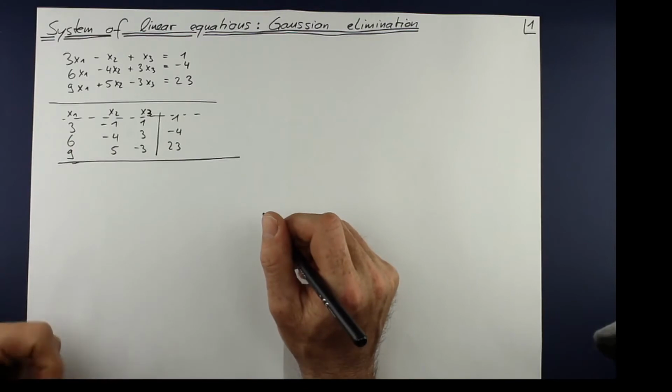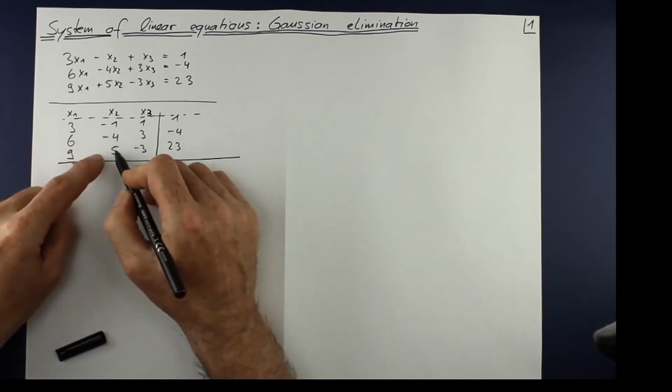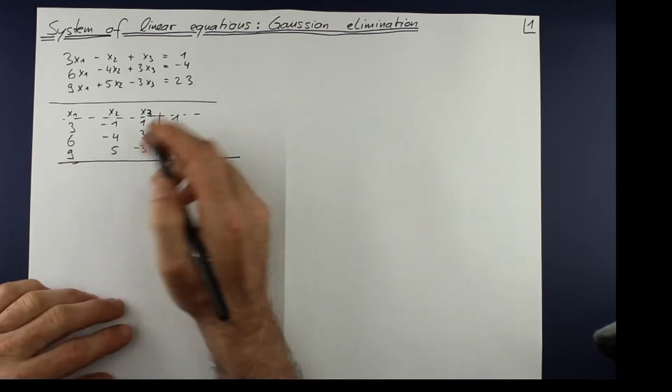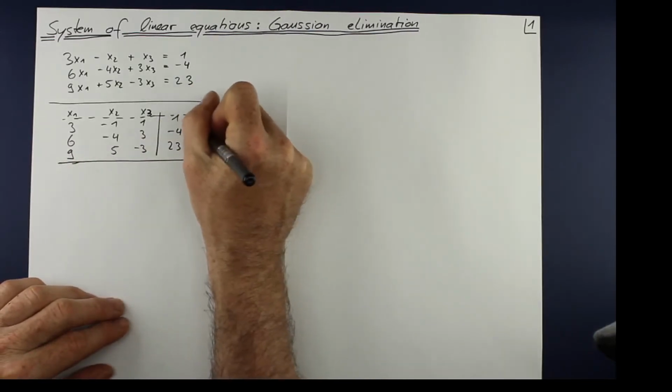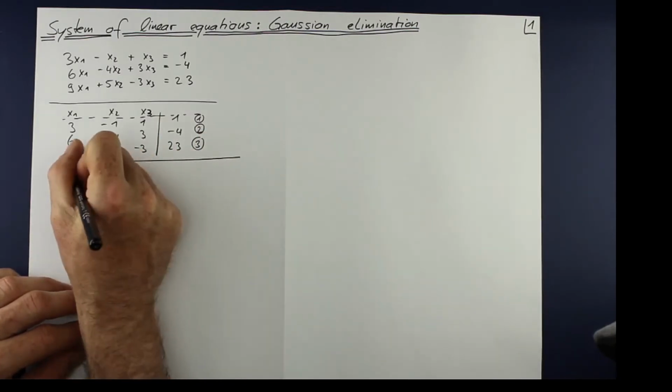Okay, and now what's the technique? I want to get here a 0, here a 0, and here a 0. That's what we want to have. So let's number the equations. First, we copy the first equation.